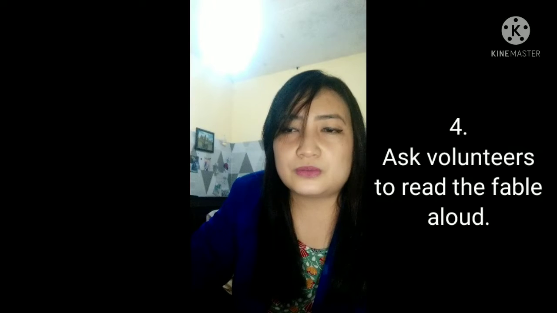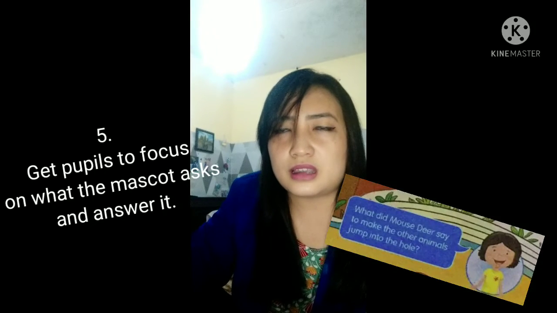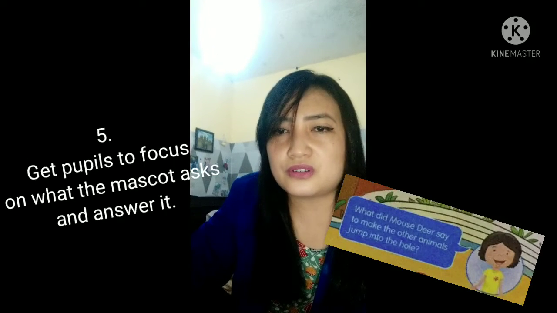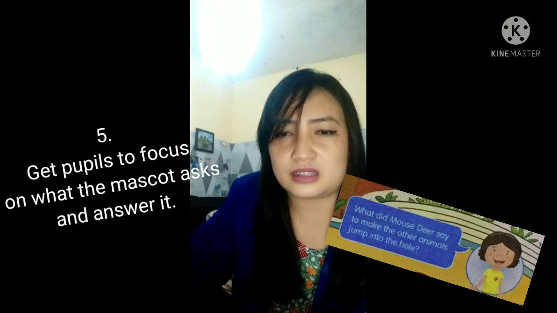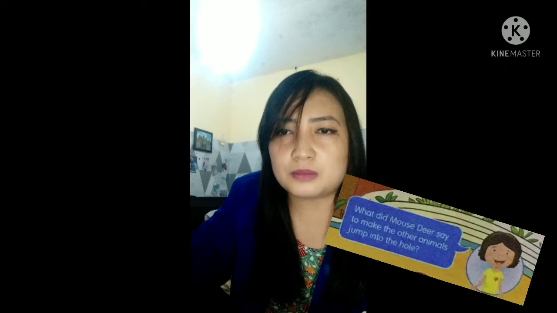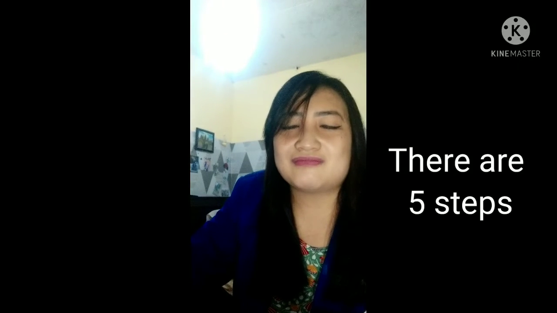And the fourth step is ask volunteers to read the fable aloud. Then we can get pupils to focus on what the mascot asks on page 62. Ask for volunteers to answer the question the mascot asks: what did mouse deer say to make the other animals jump into the hole? And the second, in activity 2, there are five steps too.